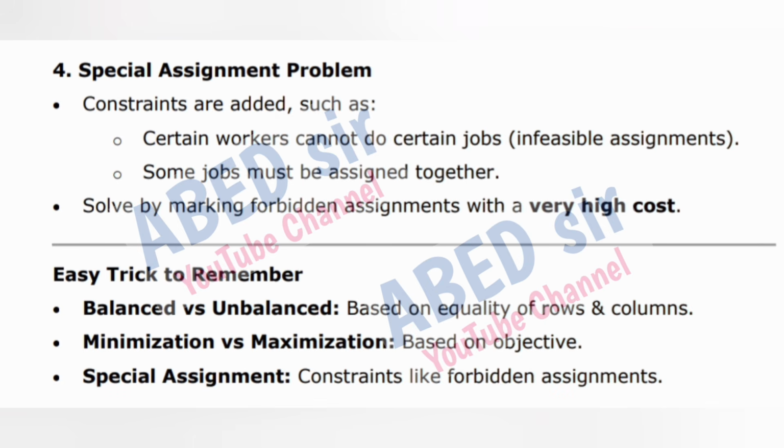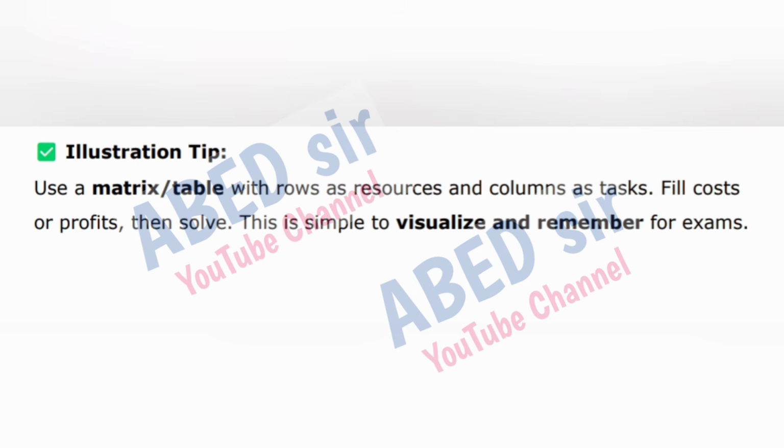Easy trick to remember. Balanced versus unbalanced based on equality of rows and columns. Minimization versus maximization based on objective. Special assignment constraints like forbidden assignments. Illustration tip. Use a matrix table with rows as resources and columns as tasks. Fill costs or profits, then solve. This is simple to visualize and remember for exams.